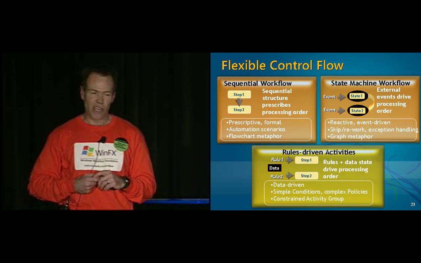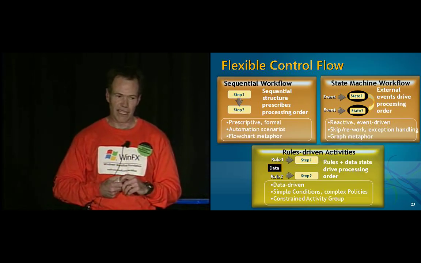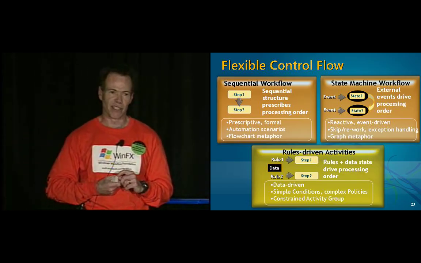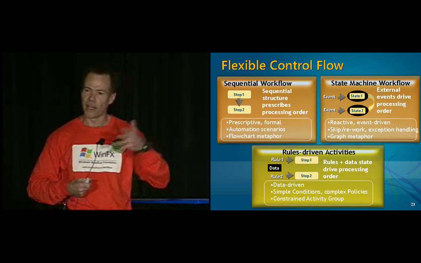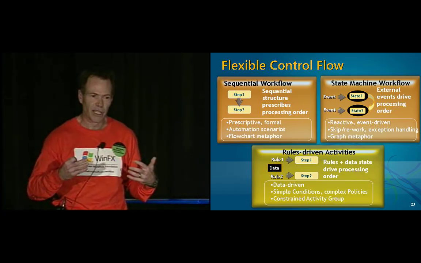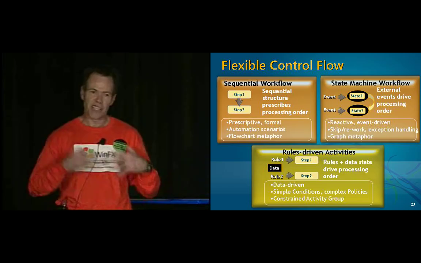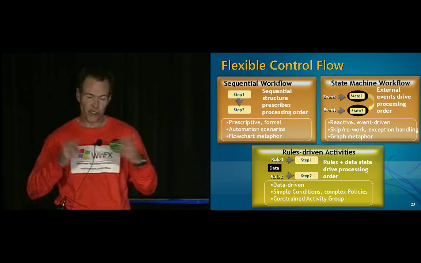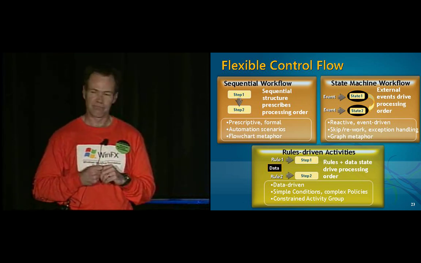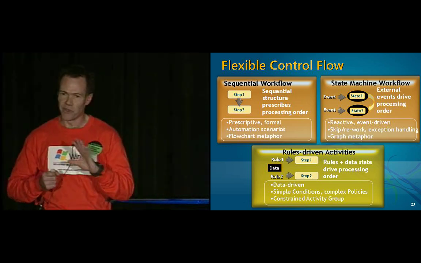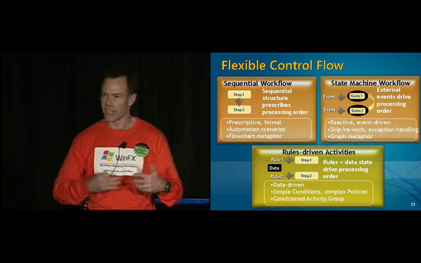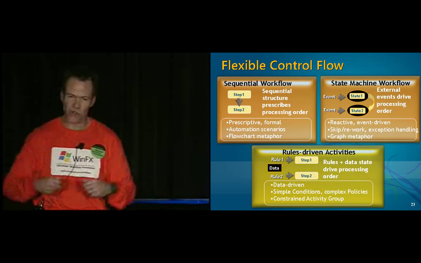We have this additional style called state machine workflows. And these are more reactive to the outside world. So the order of processing here is based on the order in which events arrive. So think about this as really a collection of event handlers, if you will. And we use the metaphor of a state machine to present that to you through the activity library, and as you'll see in a little bit, in the designer. Suitability for this type of workflow would be where you really need that reactive, external-driven behavior versus a prescriptive order.